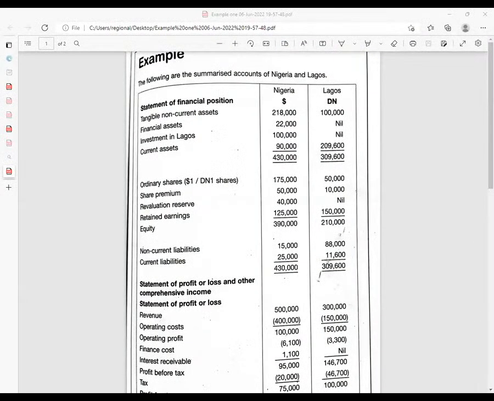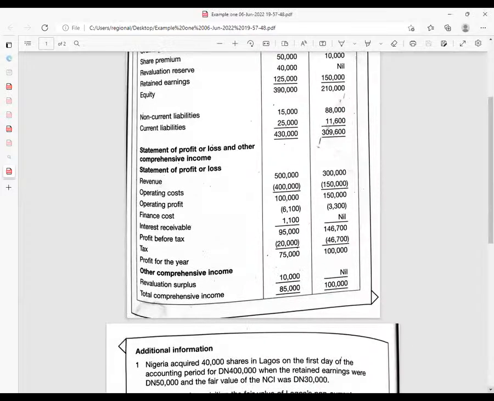So we are told here, ladies and gentlemen, they have given us a statement of profit and other comprehensive income. So we have, first of all, the statement of profit or loss. And then we have other comprehensive incomes. So under other comprehensive incomes, I have revaluation, and then I'll be bringing here something called what here? The foreign exchange, foreign currency exchange. It also falls under other comprehensive incomes.